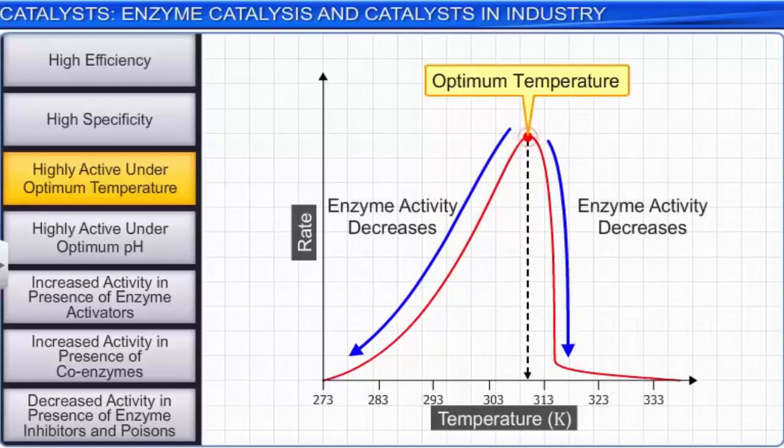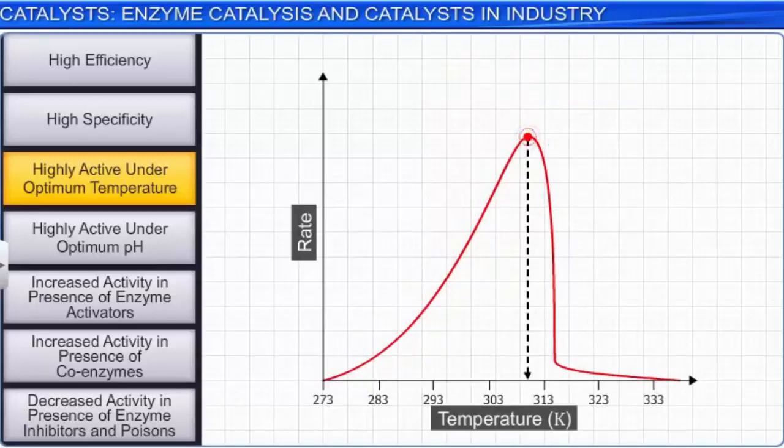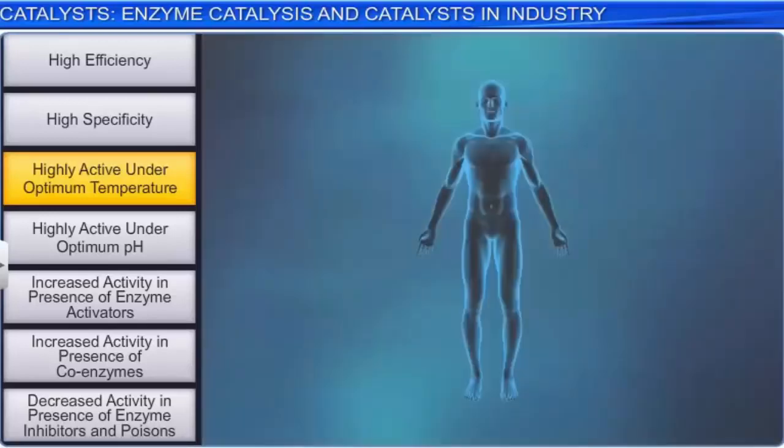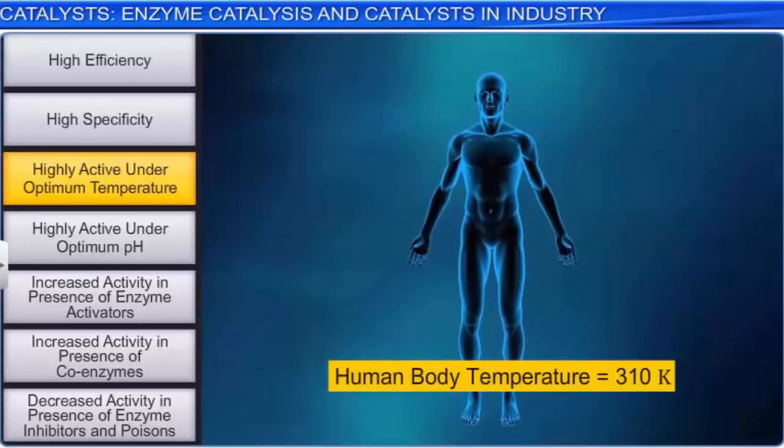The optimum temperature range for enzymatic activity is 298 Kelvin to 310 Kelvin. The temperature of the human body, 310 Kelvin, is suitable for enzyme-catalyzed reactions.